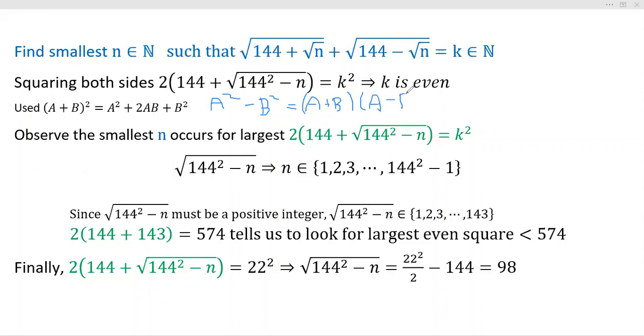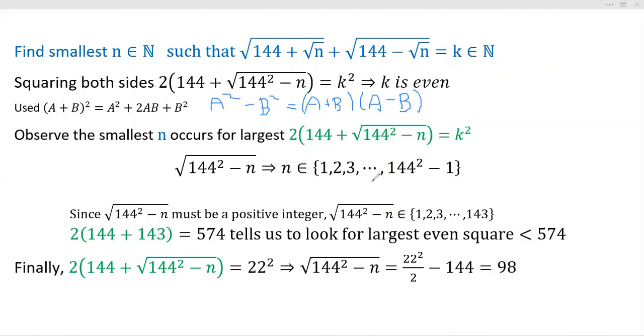Okay, now, the first big observation here is the smallest n will occur when our expression, this simplified expression here, is largest. Now, I won't try to explain that too much, but there's no way that this could be a very big number if n was a large number, right? So it will be the smallest n such that this condition is satisfied.